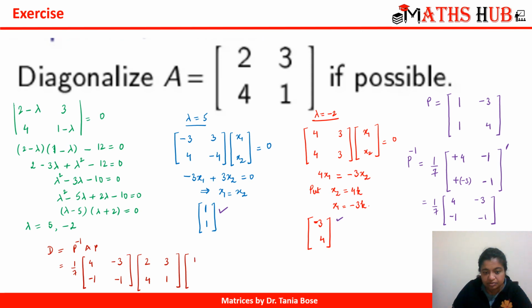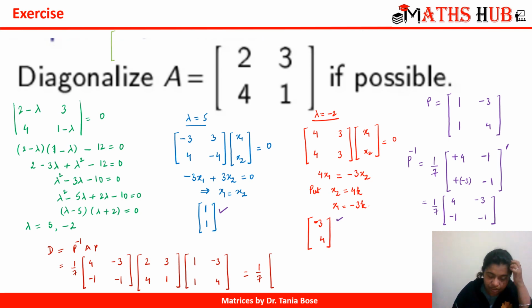P matrix is 1, 1, minus 3 and 4, right? So let's try to multiply all these matrices and let's see what is the final product. So let me multiply the first two matrices and then we will see what is its result. I'll write the answer somewhere over here.